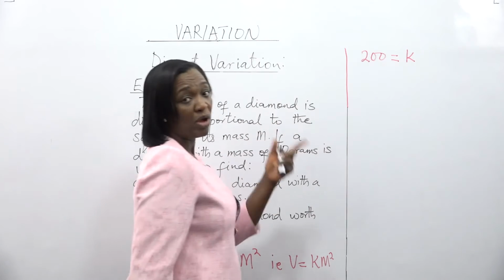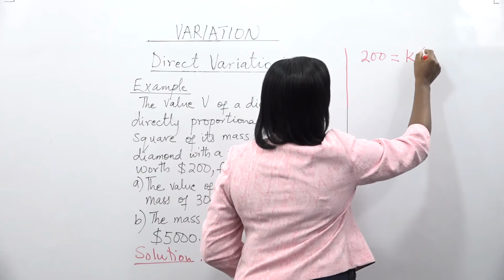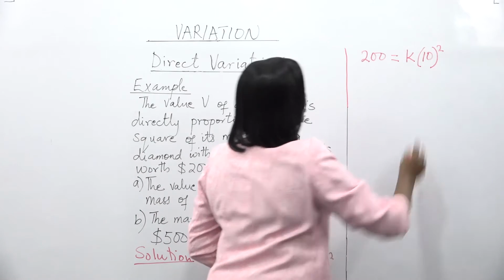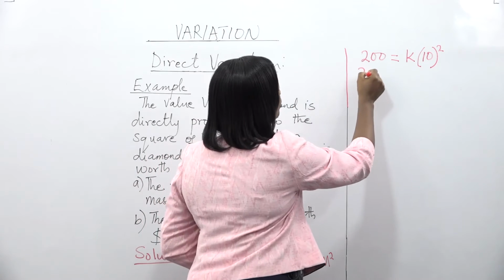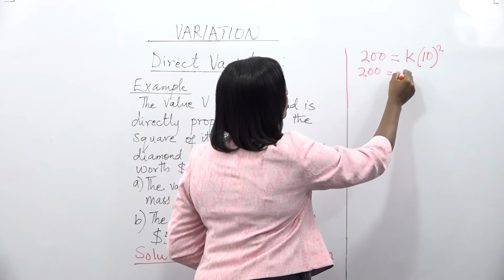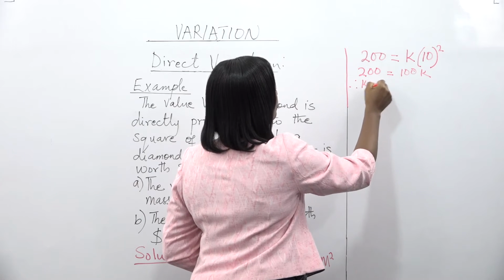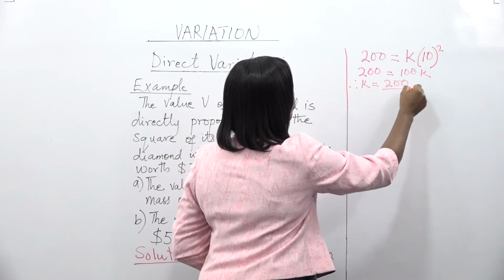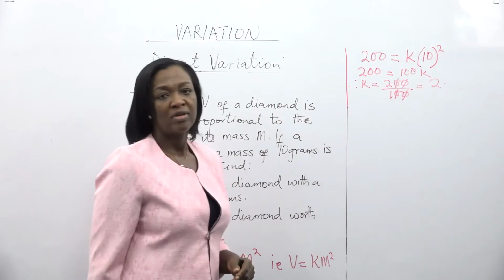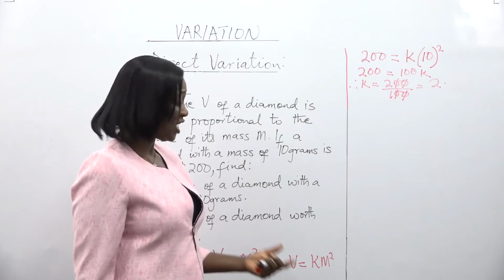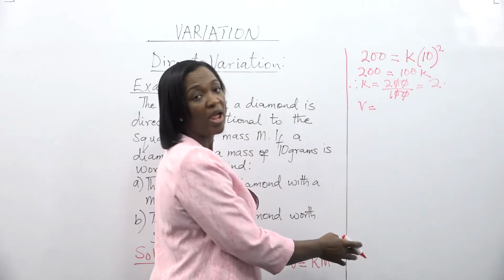K is the constant of proportionality, we're going to find that, we don't know what it is. And then the m is 10. So we have K times 10 squared. 10 squared is 100. So 200 is equal to 100K. Therefore, K is equal to 200 over 100, and that gives us 2. So we found K to be 2. So the actual formula is V is equal to 2m squared.